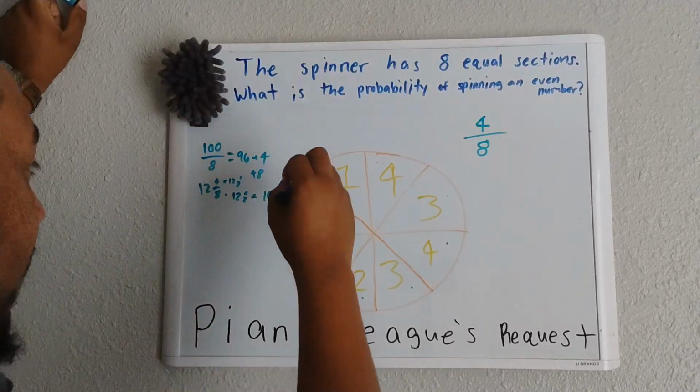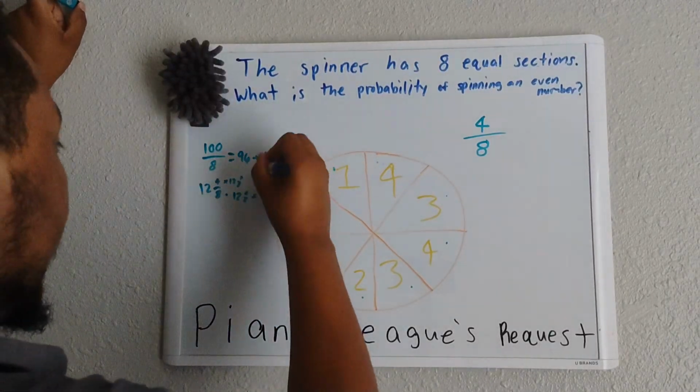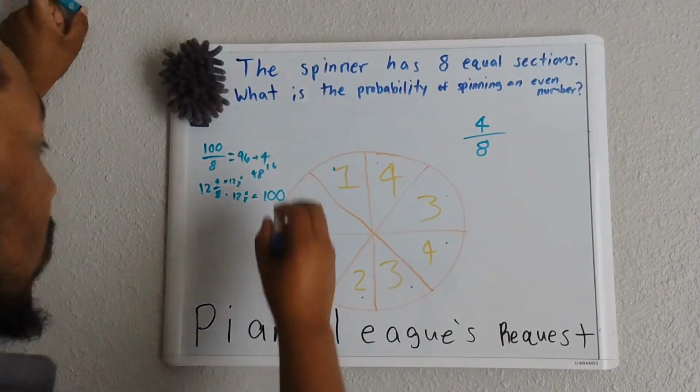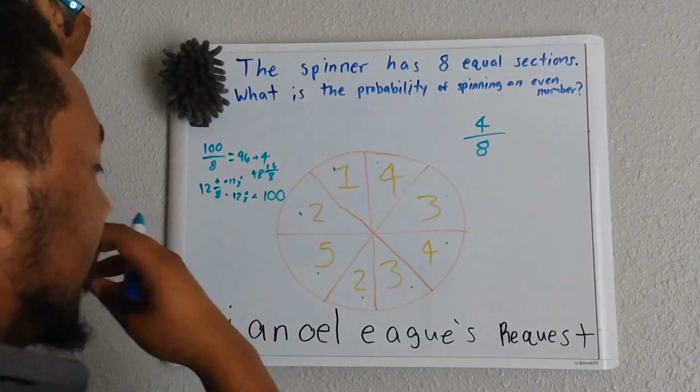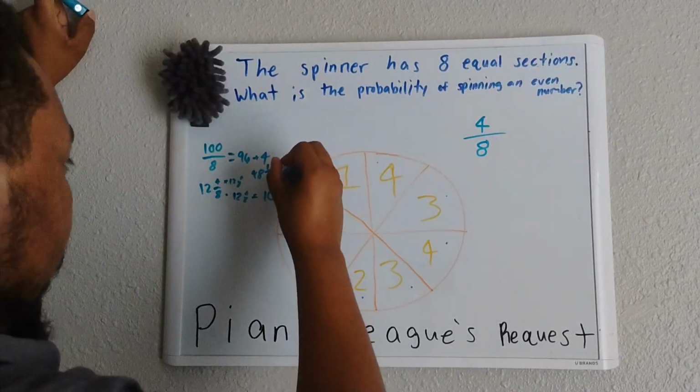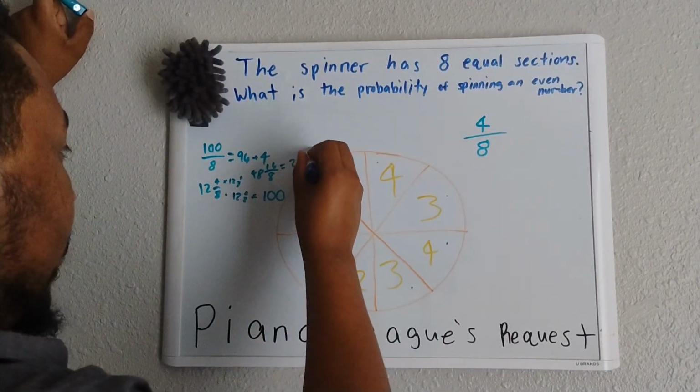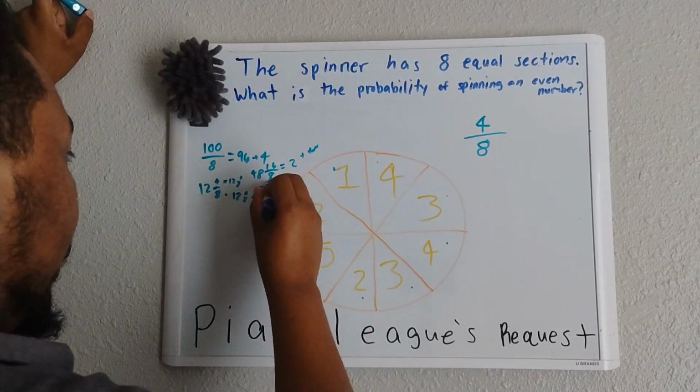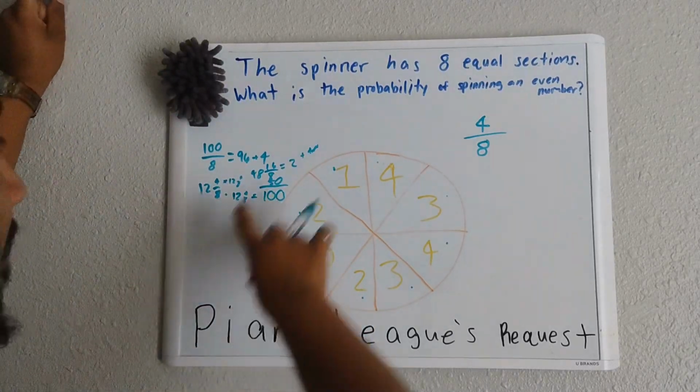Plus, you do the fraction. So what's 4 times 4? That's 16 over 8. How many times does 8 go into 16? 2 times. So you add that to 48 and you get 50. So that's that problem.